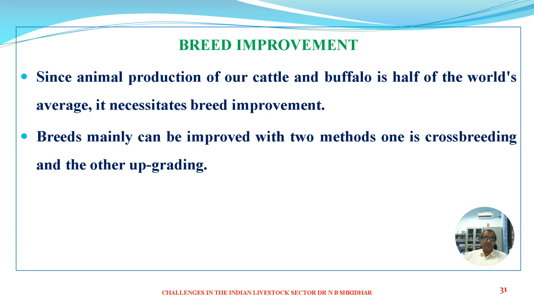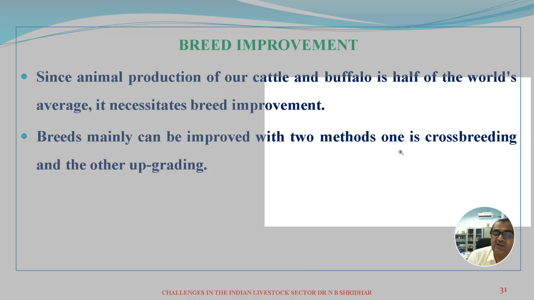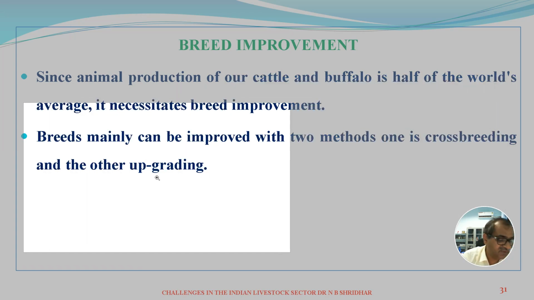Breeds mainly can be improved with two methods. One is crossbreeding and the other is upgrading. One is crossbreeding, which is already taking place, and the other is the upgrading of the local cattle. Crossbreeding is one of the important programs already being taken up, and the other thing is the upgrading.